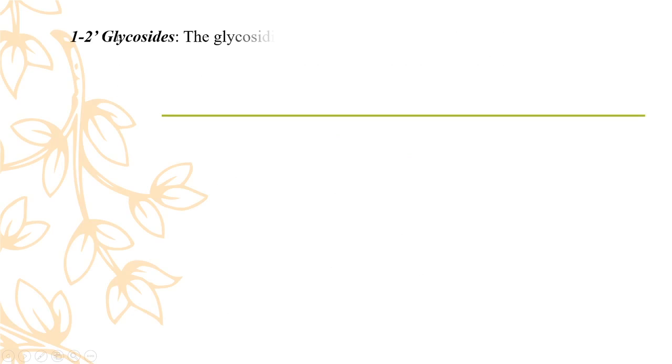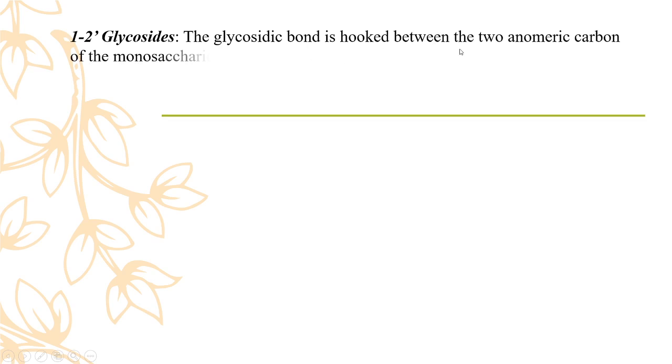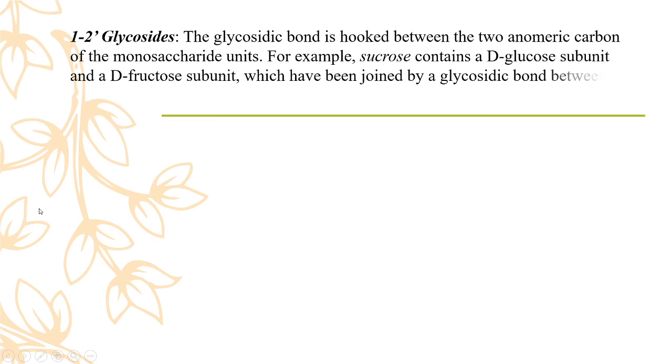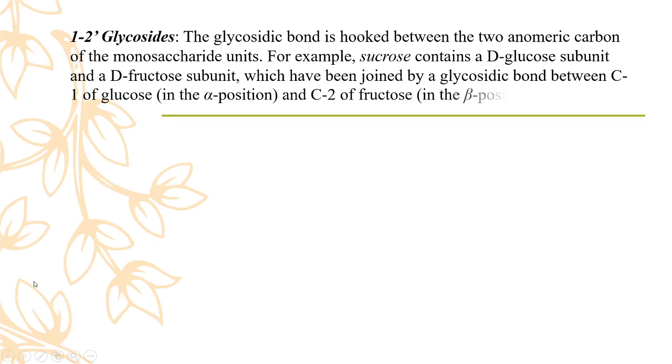The next one is a 1,2 glycoside. The glycosidic bond is formed between the two anomeric carbons of the monosaccharide units. For example, sucrose contains a D-glucose subunit and a D-fructose subunit, which are joined by a glycosidic bond between C1 of glucose in the alpha position and C2 of fructose in the beta position.